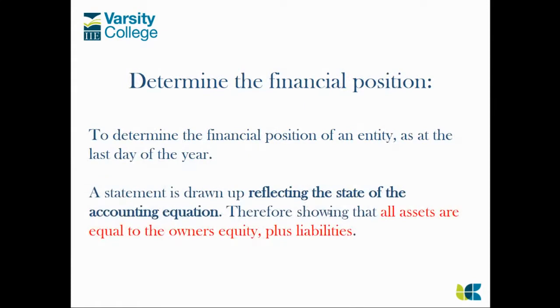Okay, awesome stuff. Then determine the financial position. To determine the financial position of an entity, as at the last day of the year, a statement is drawn up reflecting the state of the accounting equation, therefore showing all assets are equal to the owner's equity plus liabilities. And you guys, please tell me, which statement is this? Which statement is this reflecting the state of the accounting equation?